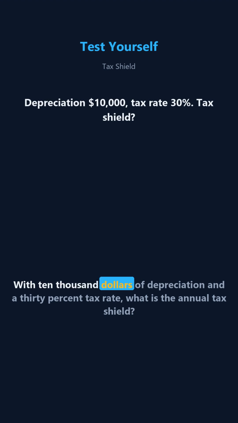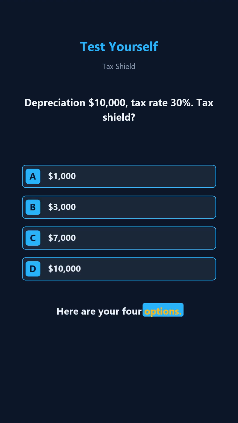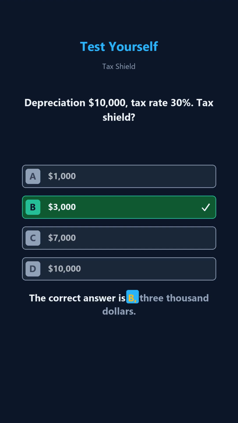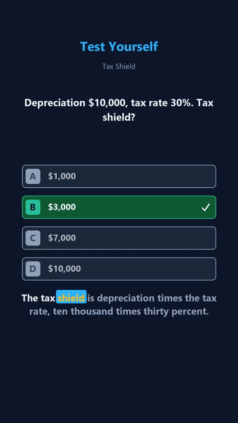Quick quiz, test yourself. With $10,000 of depreciation and a 30% tax rate, what is the annual tax shield? Here are your 4 options. Pause the video and solve it now. The correct answer is B, $3,000. The tax shield is depreciation times the tax rate, 10,000 times 30%.